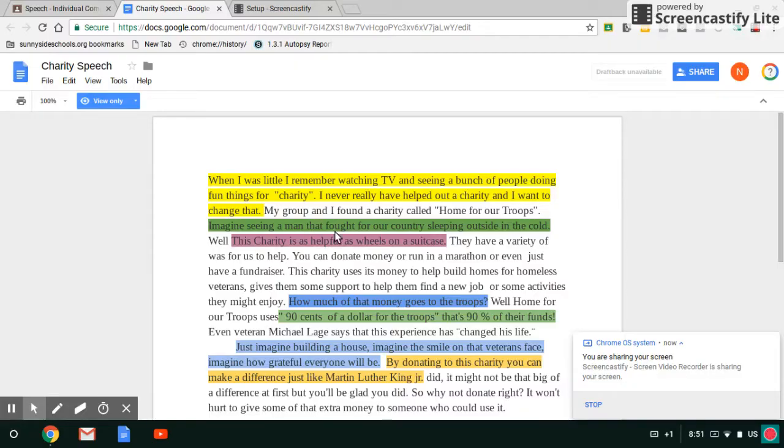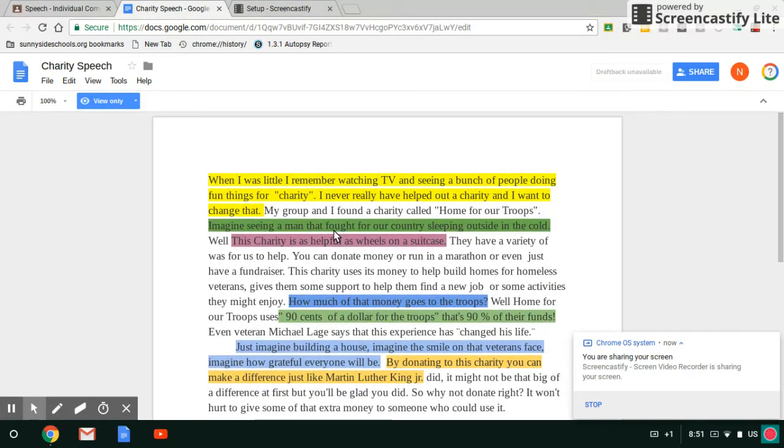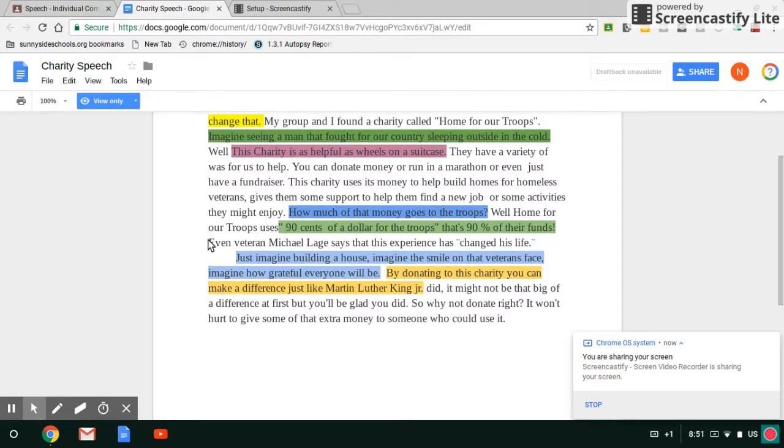I highlighted the yellow because that's an anecdote, which is a short story, and a memory of me about my topic. And the green is the pathos, which makes you feel. And then I used repetition. I used imagine. I repeated that so you can get a picture in your head.